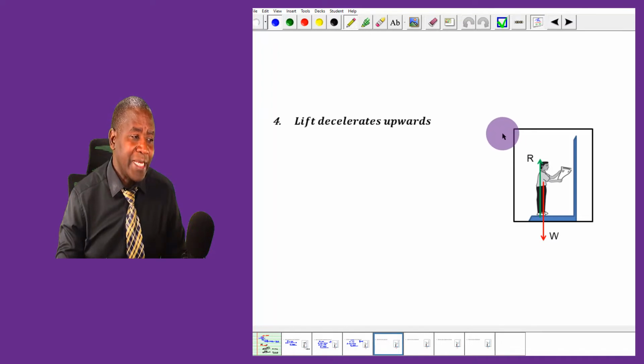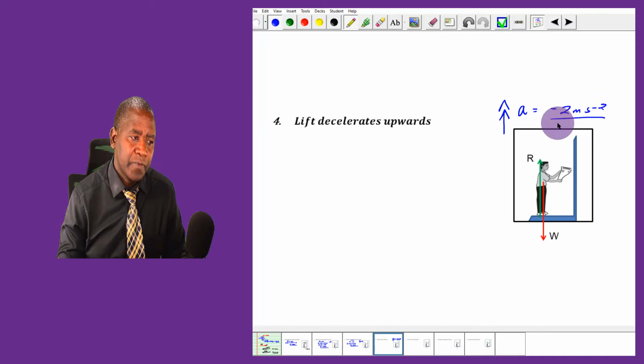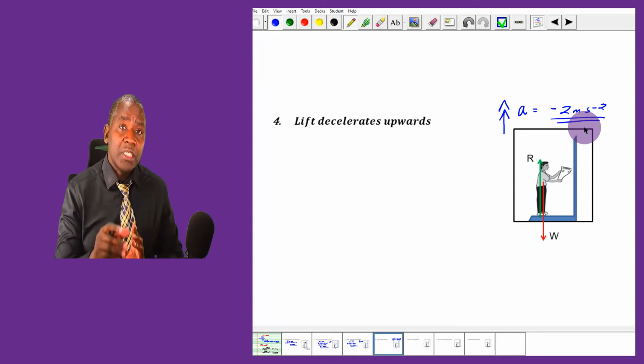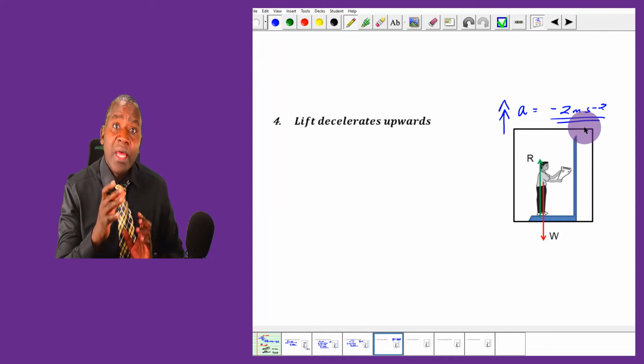What do we mean by a deceleration? A deceleration is just an acceleration, but this acceleration has a negative sign. Let's say it is 2 meters per second squared. Let's assume that is the amount of the deceleration. What does a deceleration of 2 meters per second squared mean? It means that the velocity of the object is decreasing by 2 meters per second every second.